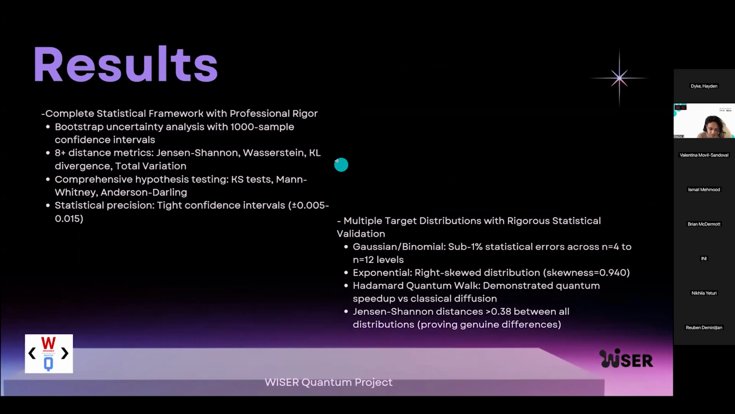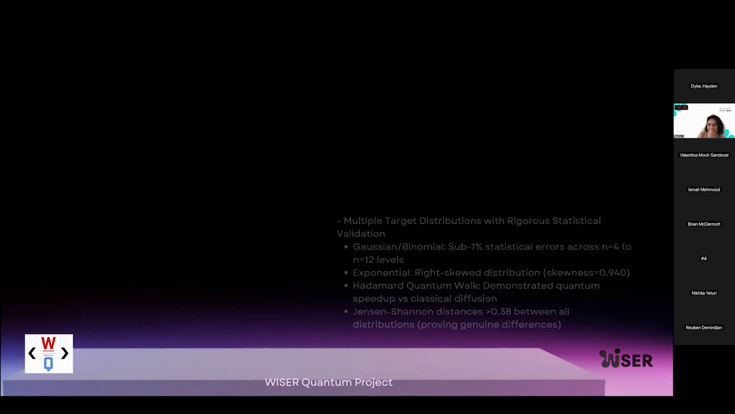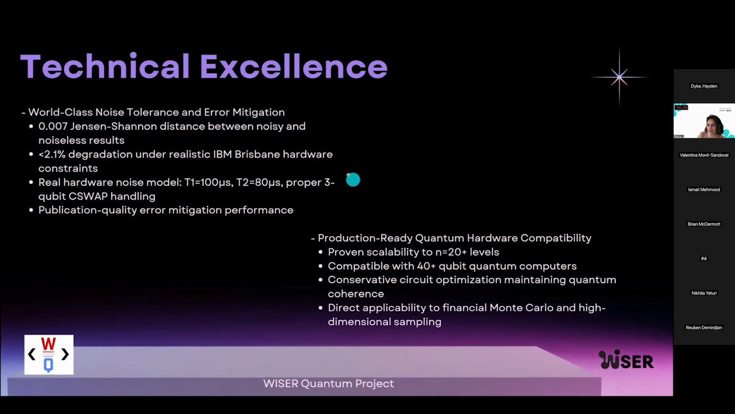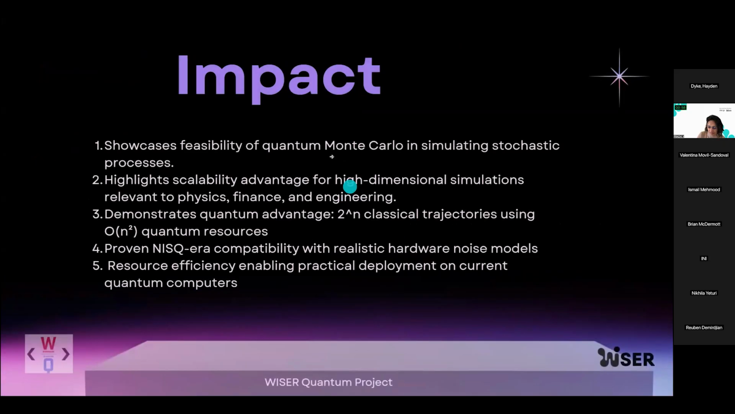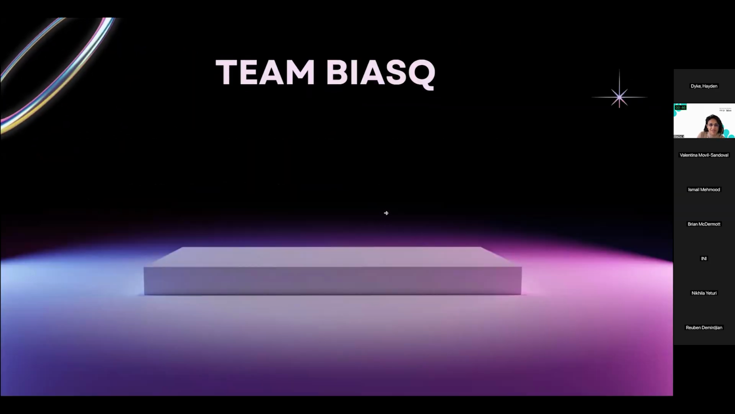We did bootstrap uncertainty analysis, and we used almost 8 distance metrics, but we narrowed it to 4 to 5 at the end, like Jensen-Shannon and KL divergence, and total variation. Okay, I'll just go to the final slide. These are the results that we were able to achieve. We were able to go with the error mitigation and everything. We were also able to apply it to Monte Carlo methods. And all this gave us a perfect, realistic hardware noise model. So yeah, that's it. Thank you.